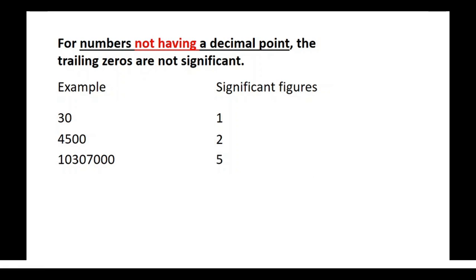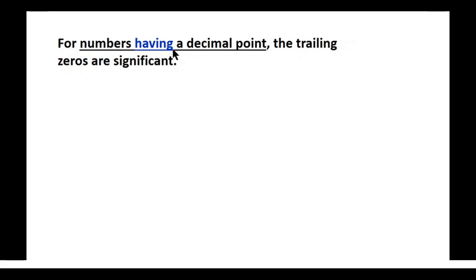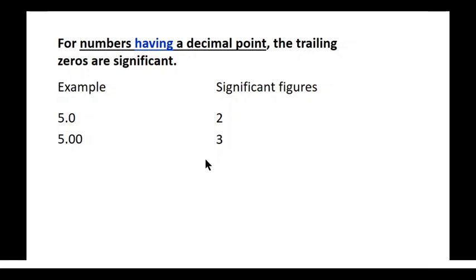If the measurement has a decimal point, then the trailing zeros are significant. For example, 5.0. It has a decimal point. 1 zero after the decimal point is the trailing zero, so it will be counted, and 5 is significant. So 5.0 has two significant figures. 5.00 will have three significant figures. 5.030 has four significant figures. Note that the trailing 0 after the decimal and the one sandwiched between 5 and 3 are both significant.